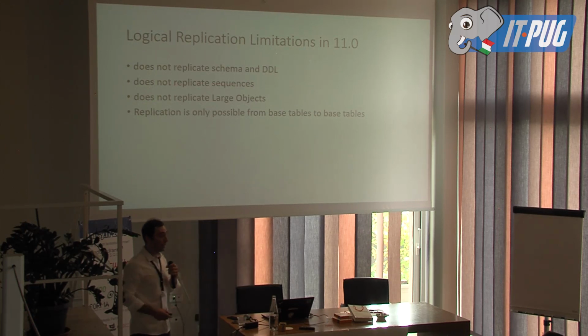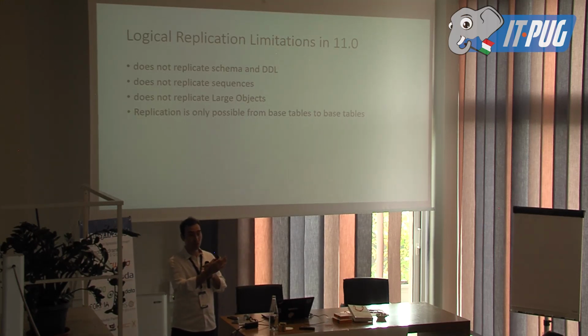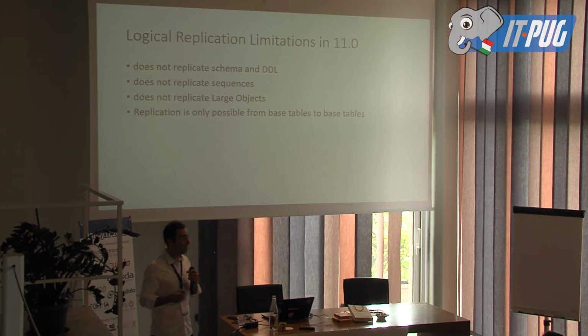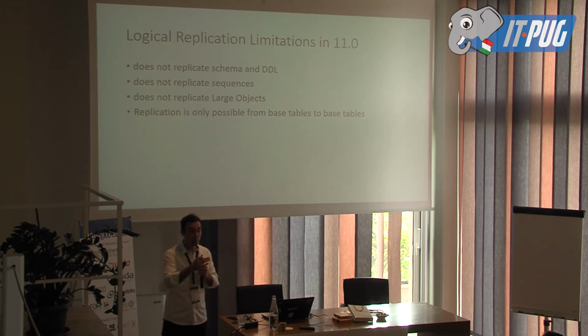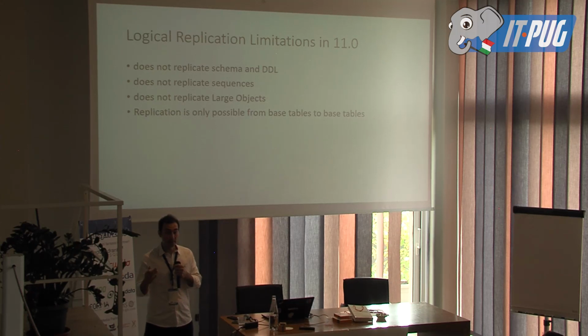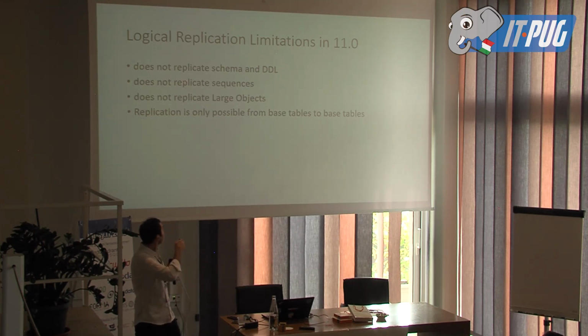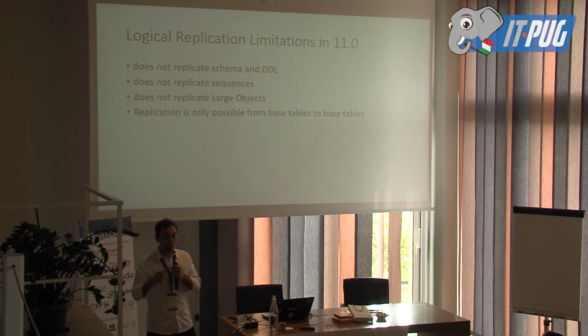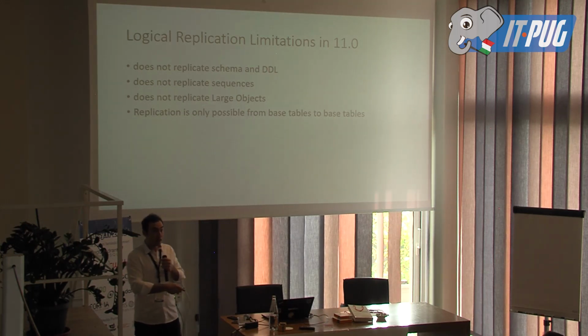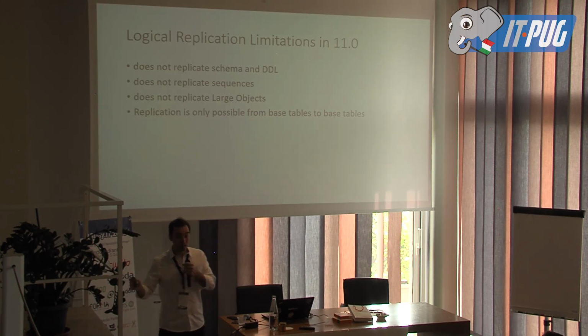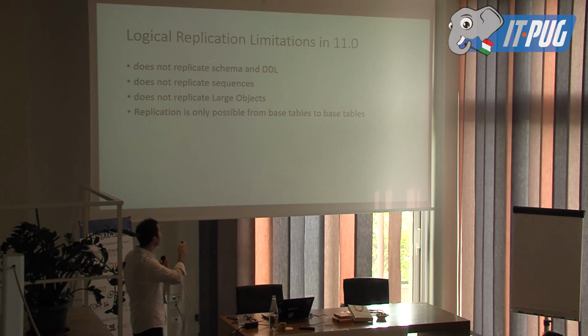Okay, there are some limitations in Postgres 11. We can't replicate the schema and DDL. I already talked about it. If you create a new table on the master, you have to create it on your slave. We can't replicate the sequences themselves. Sure, we can replicate the values produced by the sequences. But in case of failover, when you continue with the slave, you have to set the sequence values from the latest value of the master, because the sequence value starts from 1 on the slave, okay?